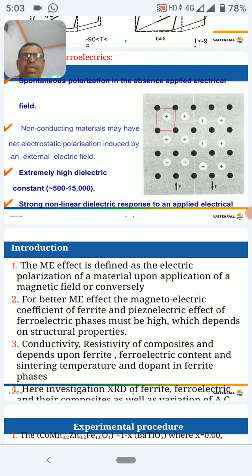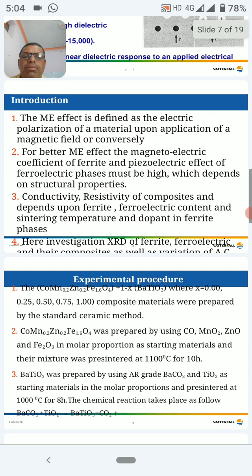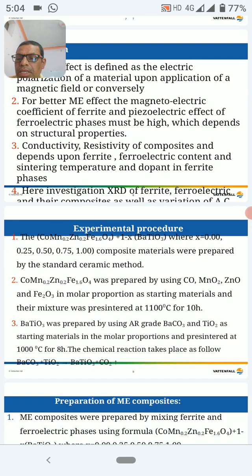So in these ME composites, the magnetoelectric effect is the product property, the property originating from the interaction between the magnetic field and electric polarization. So how are ME composite materials, magnetoelectric composite materials, prepared? Their experimental procedure is: materials are prepared by standard ceramic methods.